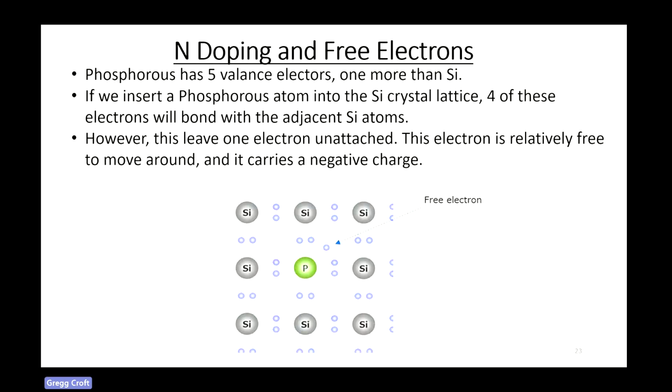If you took a phosphorus atom and inserted it into a silicon crystal lattice, what would it look like? Well, here's that phosphorus atom right in the middle. Now, phosphorus has 5 valence electrons. So 4 of them are going to share with the neighboring silicon atoms. However, you've got this lone guy out here. He can't bond with anybody, so he's kind of a free electron. He's relatively free to move around, and he carries a negative charge. He's an electron.